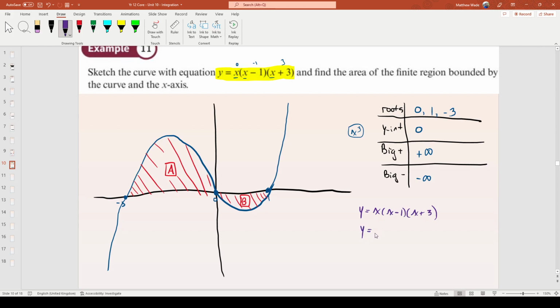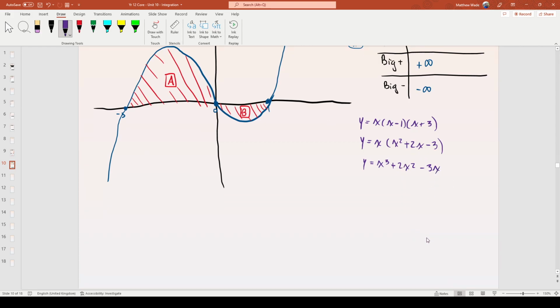So let's do it. Leave the x chilling. These two brackets together, they're going to be x squared plus 3x minus x. So that's going to be plus 2x. And then -1 times 3 is going to be -3, which means our final answer is x cubed plus 2x squared minus 3x. That's what we got. So there's our function in ready to go format. Cool. Integration time, buddies. So let's get A first.